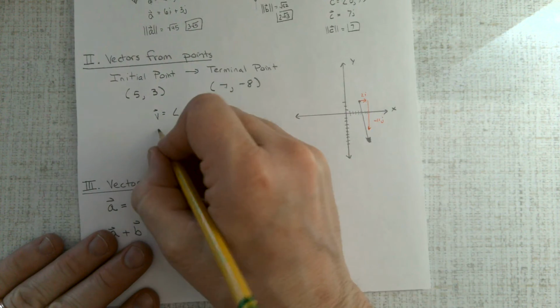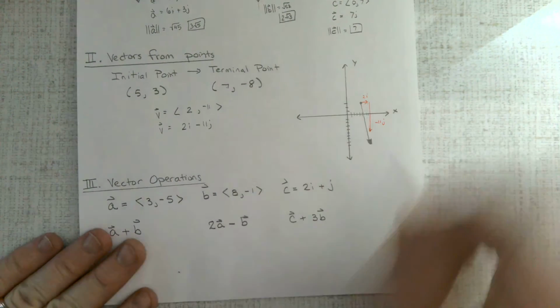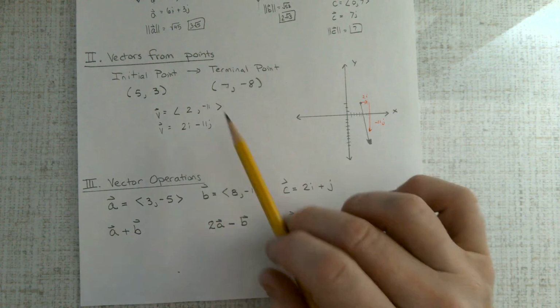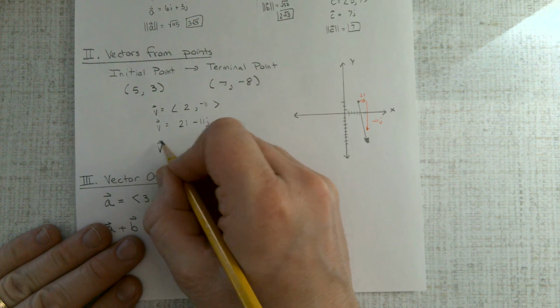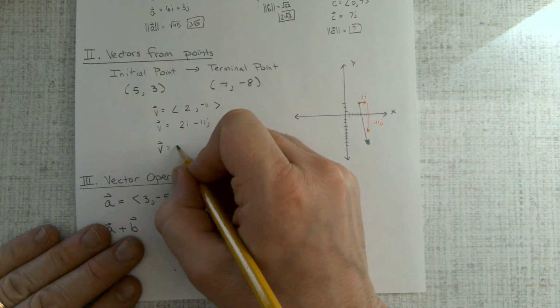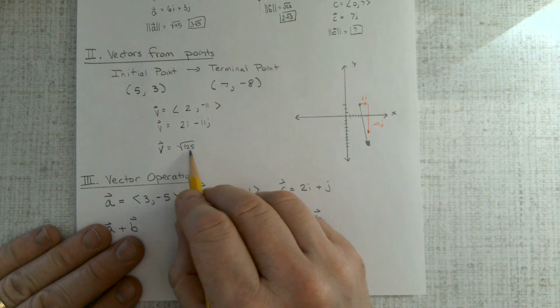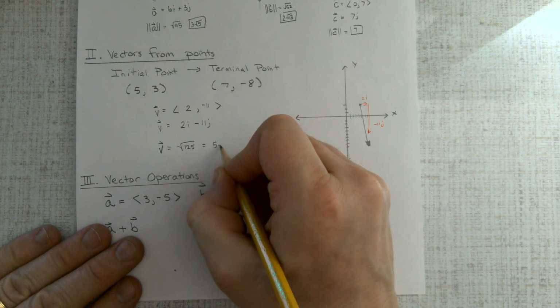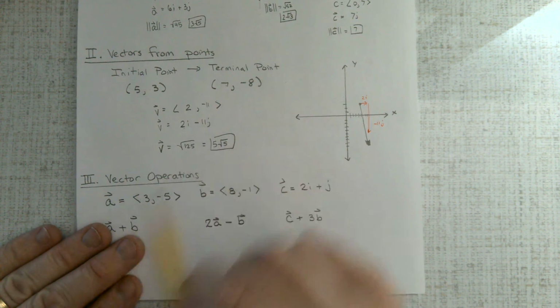Another name for it is 2 i steps minus 11 j steps, if you want to think of it that way. Just get comfortable with both notations. And so what is the magnitude here? a squared plus b squared would be 4 plus 121, which is 125. Well, that's 25 times 5, so it would be 5 root 5. That's the magnitude.